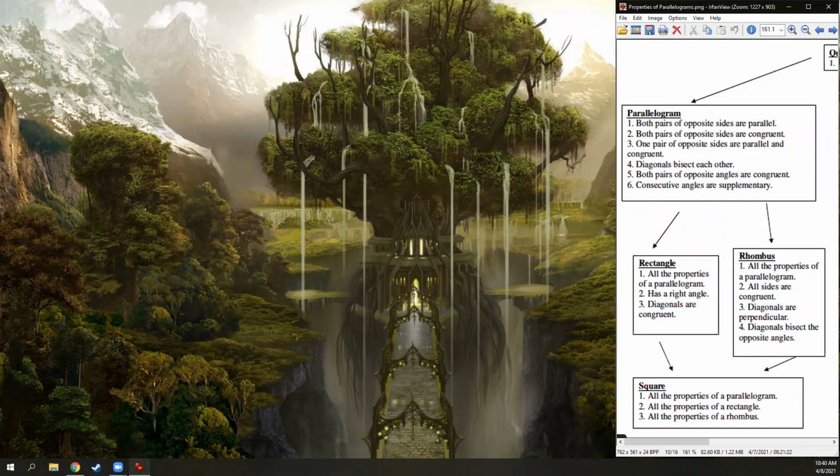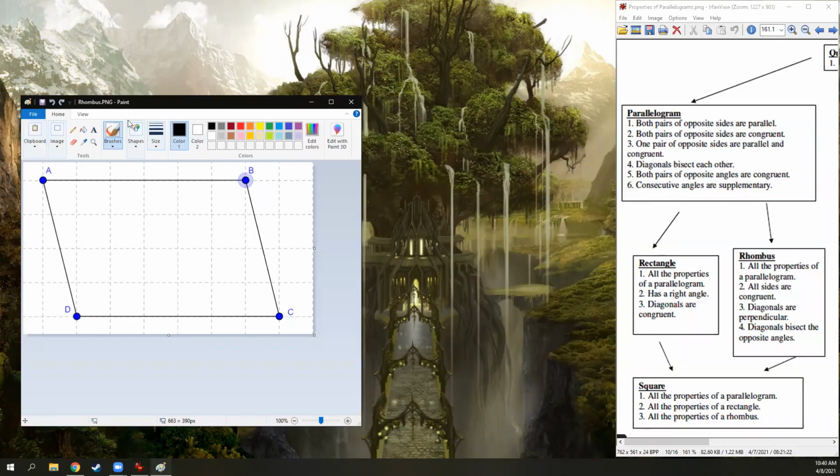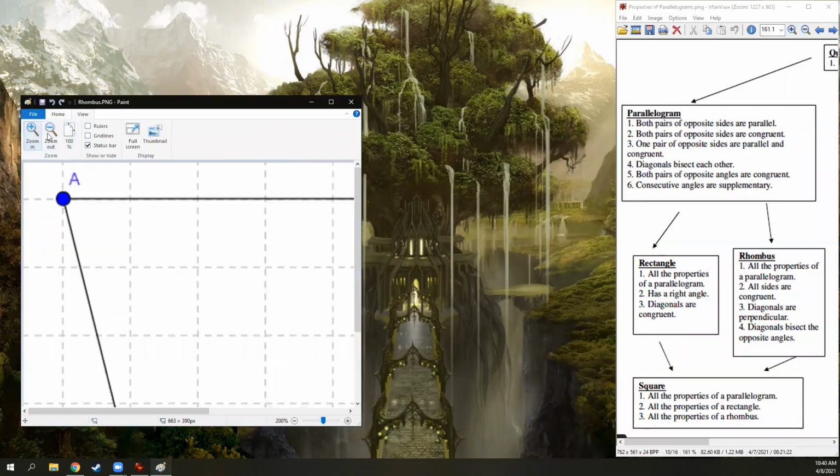So here are properties, and we're going to go through them one at a time. And I'm going to regretfully use MS Paint because, well, that's the only kind of software I have to do this with. So here we are.